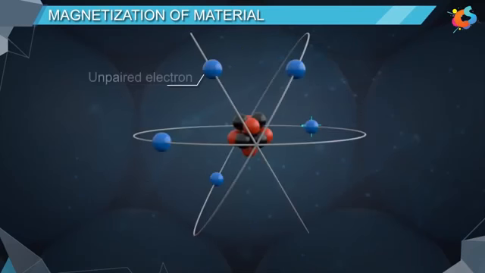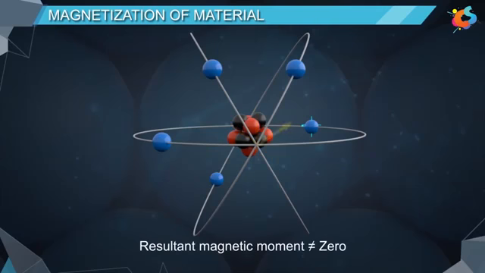Some elements have unpaired electrons in their orbitals. In such atoms, the magnetic moment of the unpaired electron is not cancelled due to the absence of the paired electron. Due to this, the resultant magnetic moment in the atom will not be equal to zero. The atom behaves like a tiny bar magnet.